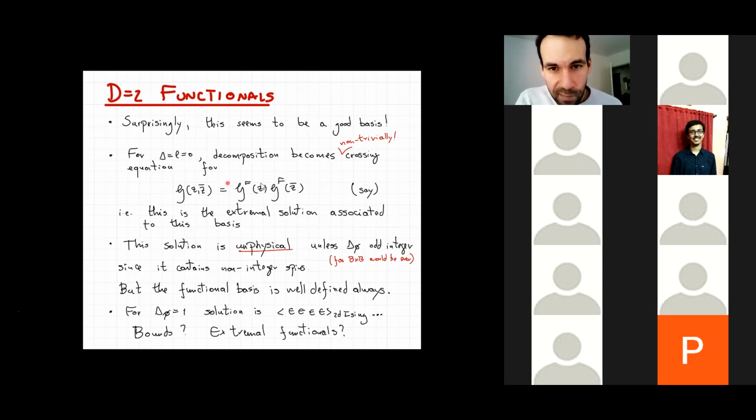The CFT correlator is given by this. If you use the FF basis, it becomes the crossing equation for the correlator, which is the product of 2 generalized free fermion correlators, one in Z and one in Z bar. So this is the extremal solution that's associated to our basis.